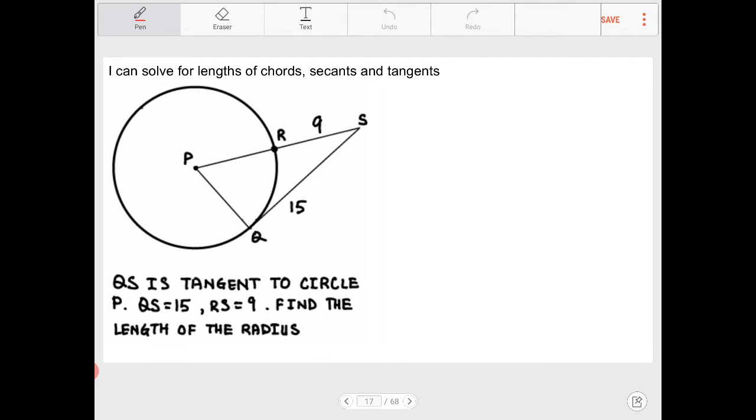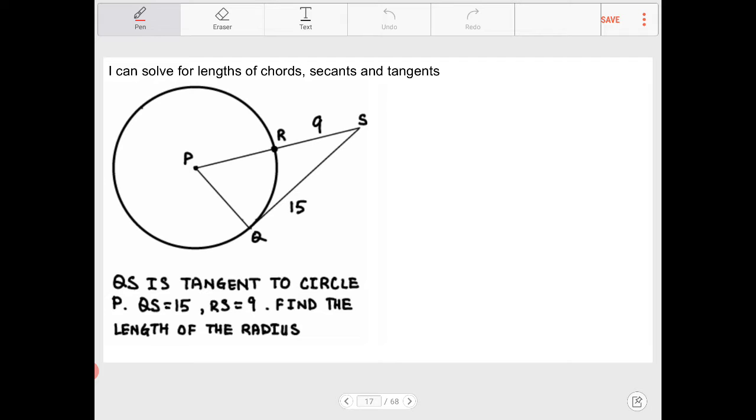This is a really similar problem, okay? QS is tangent to circle P. QS is 15, RS is equal to 9. What we have to do is find out what the length of the radius is. So it's a little backwards, okay, in the thought process. Pause the video to see if you can handle this.